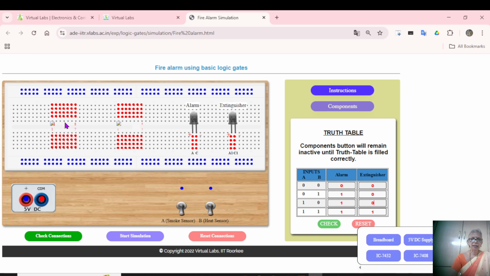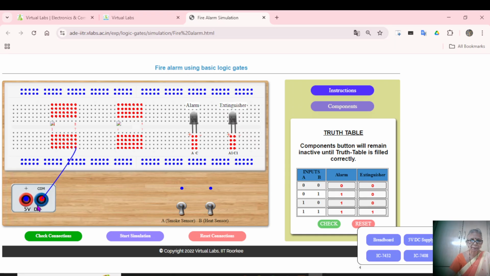Now what are the connections that you have to make? Both these gates require a power supply of 5 volts. Pin number 14 is connected to the power supply, and the negative, or ground, is connected to pin number 7. So this is your 14th pin. You can see here 1 to 7 on the lower side, 8 to 14 on the higher side. So this is your pin number 7. Pin number 7 is going to the ground. Similarly from here also, pin number 7 must be connected to the ground.